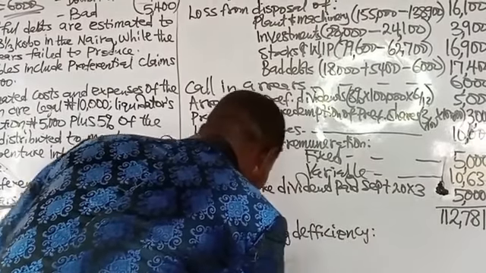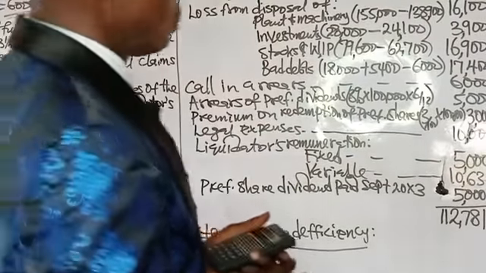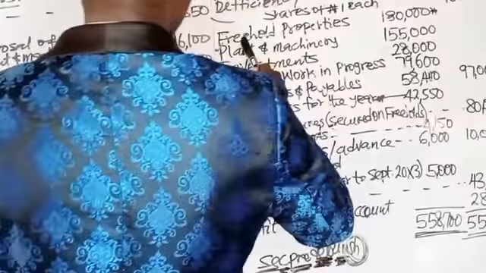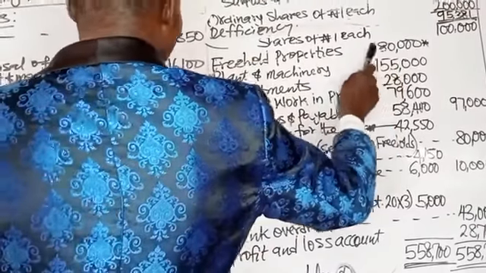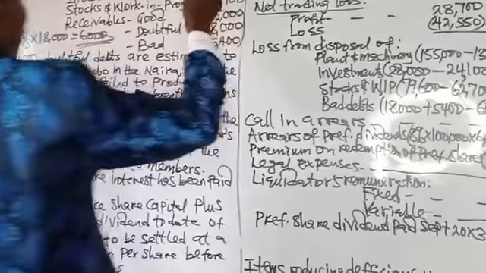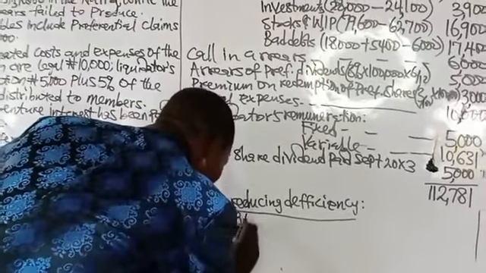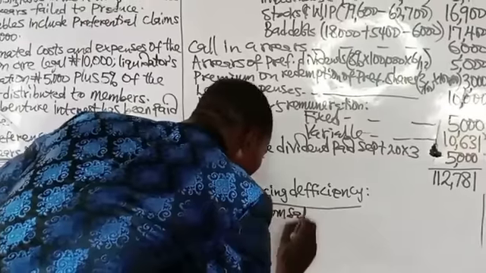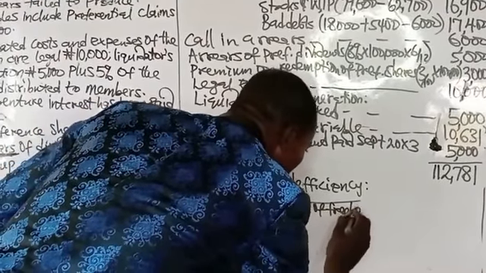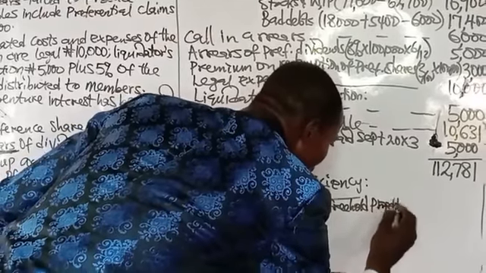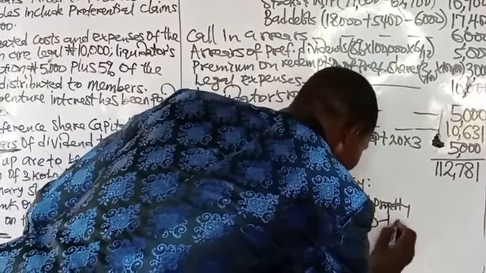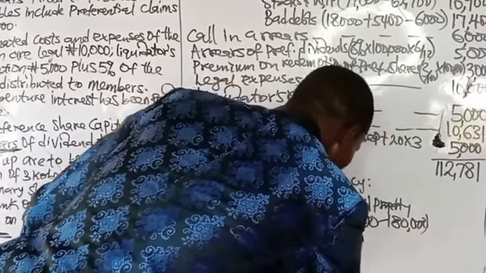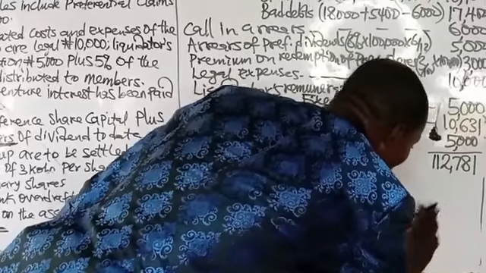Items reducing deficiency. Now, back to the question. Remember earlier, freehold property is sold at a profit. It's realized at a profit because the book value of 180,000 is lower than the realizable value of 187,400. Profit from sale of freehold property: the realizable value is 187,400 and the book value is 180,000. Then you have the profit of 7,400.